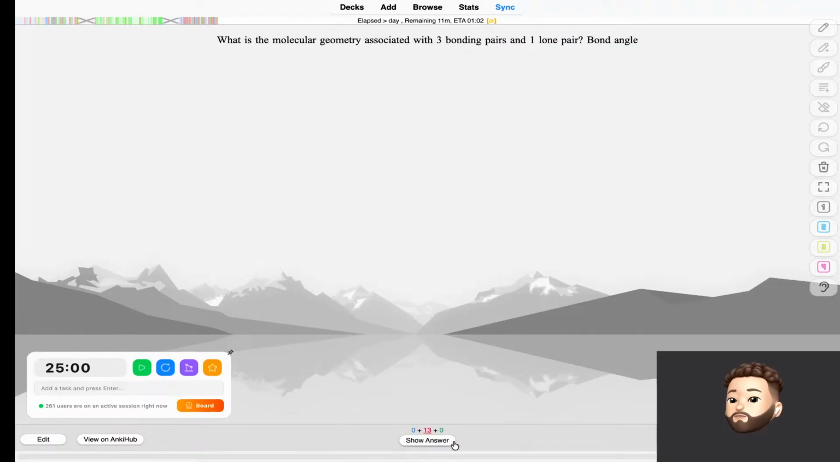With three bonding pairs and one lone pair. It was tetrahedral, so it becomes, oh, this is trigonal pyramidal. It's gonna be less than 109.5. What are hydrogen bonds? They're strong intermolecular forces, or strong electrostatic interactions, that result from hydrogen bonding with a nitrogen, oxygen, or fluorine.